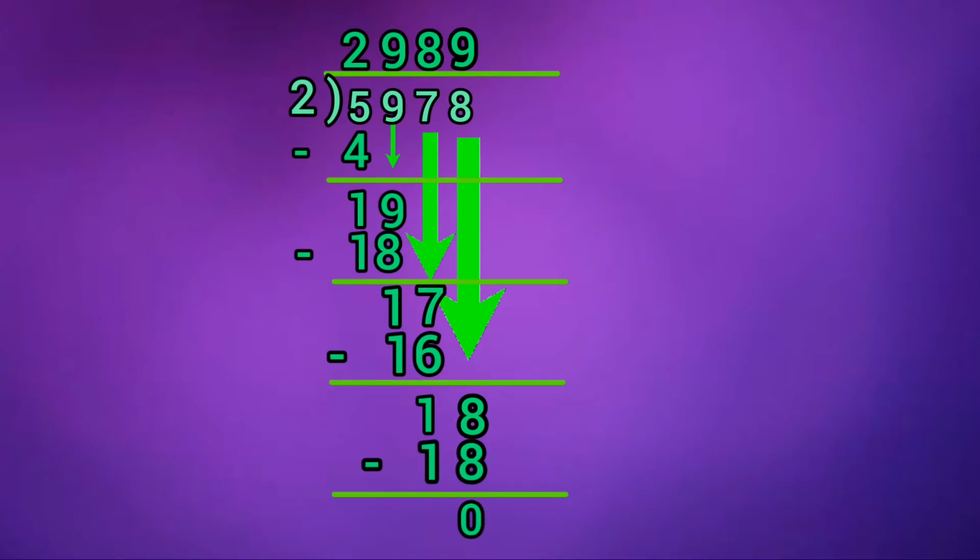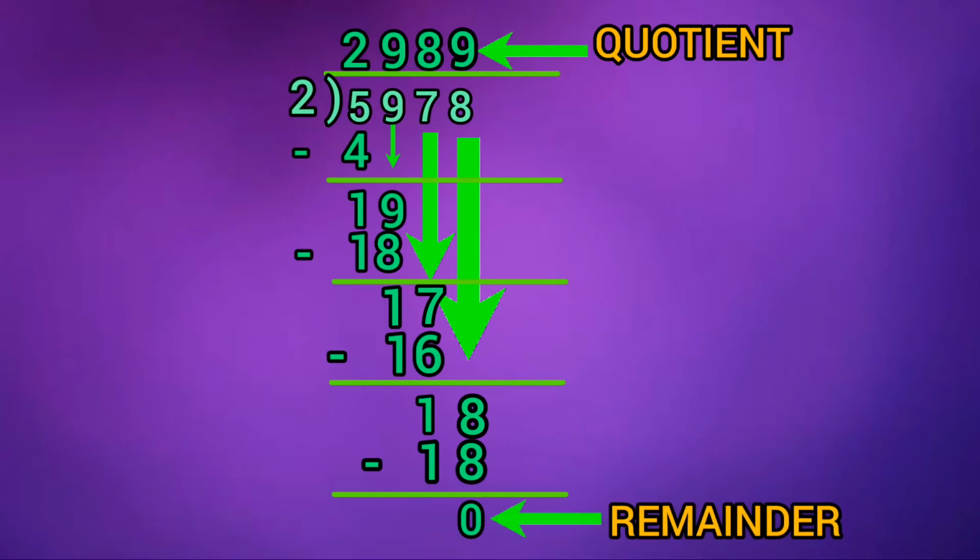So the quotient is 2989. And since there is no remaining, the remainder is 0. There, we just solved a 1-digit sum.